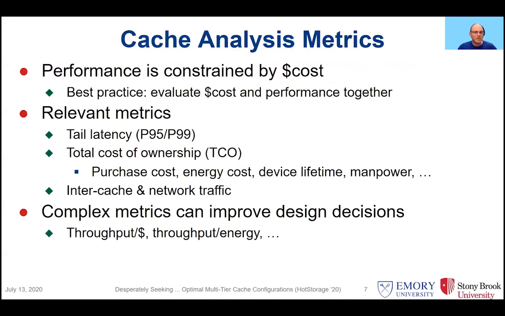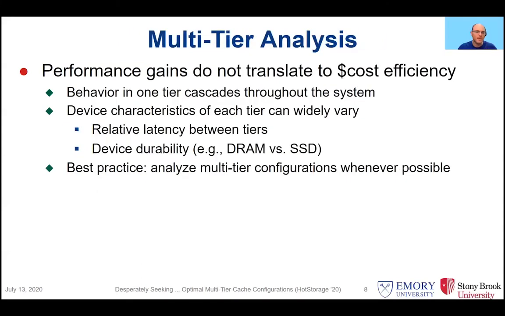Simple performance metrics can be useful, but cache analysis should be conducted using a more diverse set of metrics whenever possible. We also need to create complex metrics that reveal critical design trade-offs, such as throughput per dollar. The argument can be made that improvements in cache performance translate into a reduction in cost. However, complex interactions between tiers produce scenarios where the relative performance per dollar between configurations is very different.